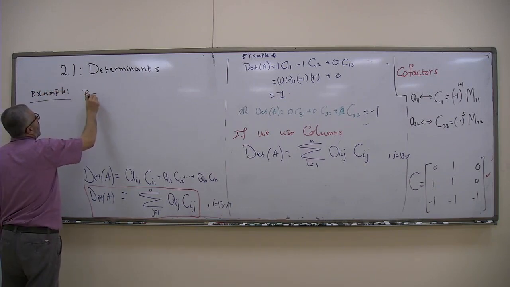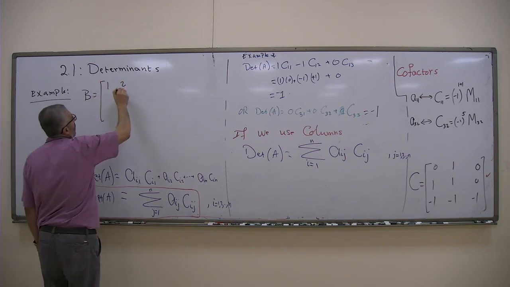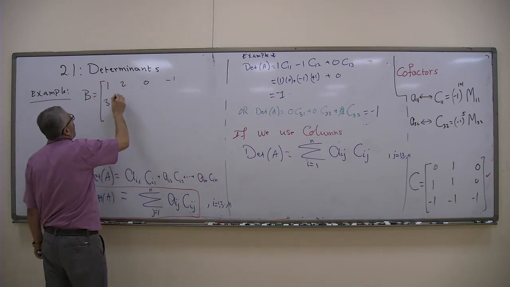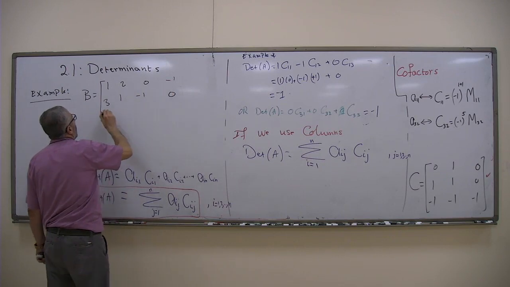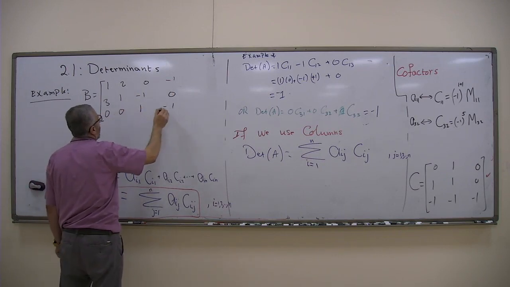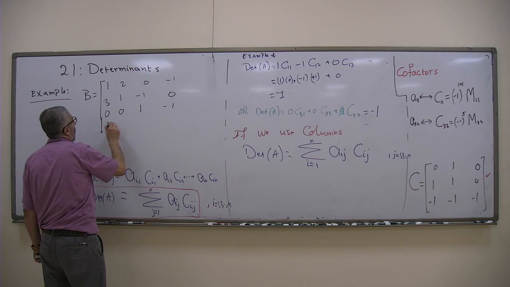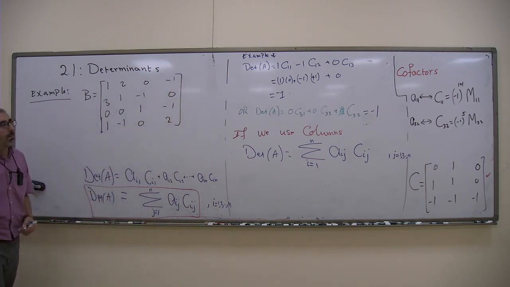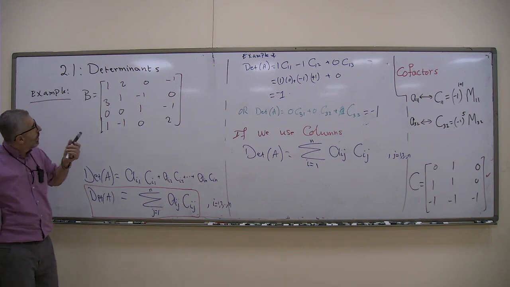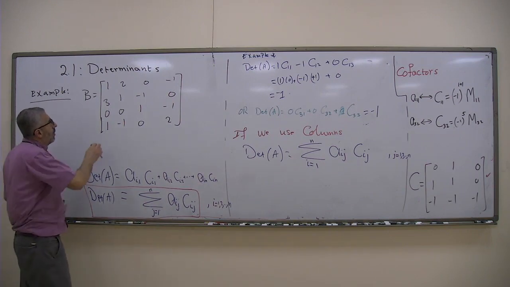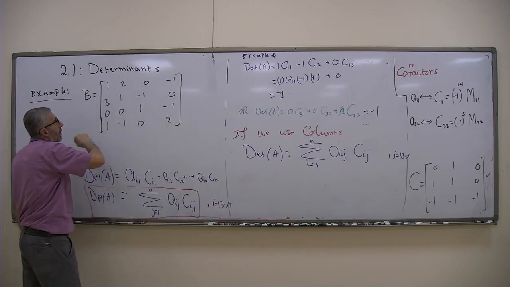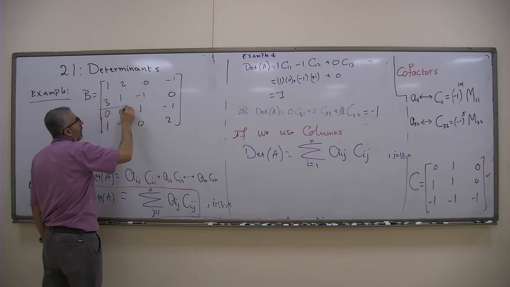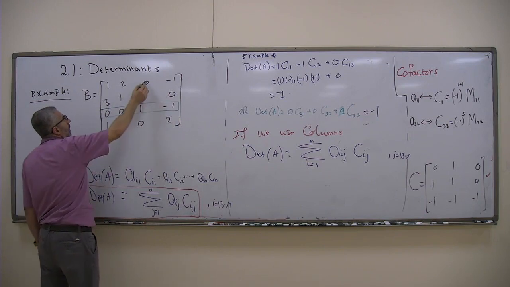So consider this matrix B: 1, 2, 0, -1, 3, 1, -1, 0, 0, 0, 1, -1, and here 1, -1, 0, 2. Well, if you look at this, you can see here in this row you have 2 zeros. In this column you have 2 zeros. So it's up to you. You can think about this row or you can think about this column.